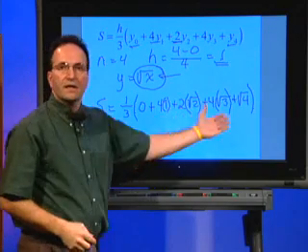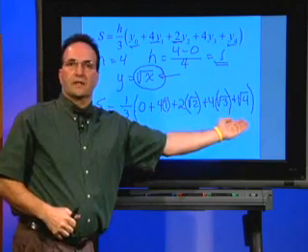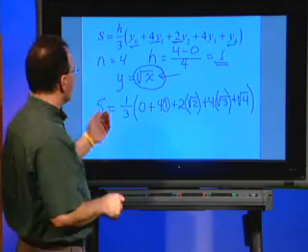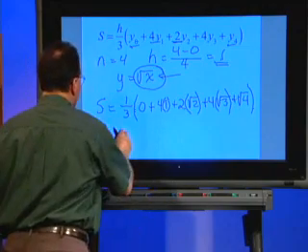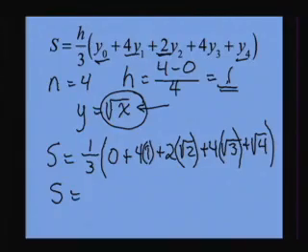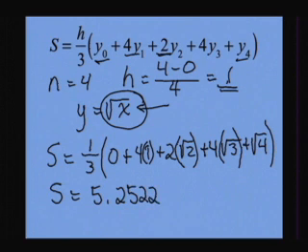So there's the expression that we need to evaluate to come up with the approximation according to Simpson's rule. So when we do that, we'll find that s is going to be equal to approximately 5.2522. And that's the answer we get by using the Simpson's rule.